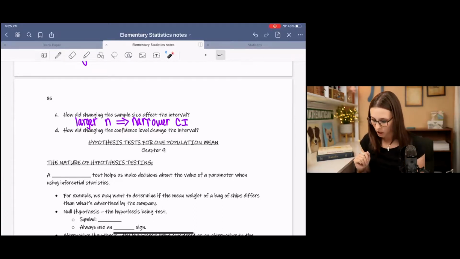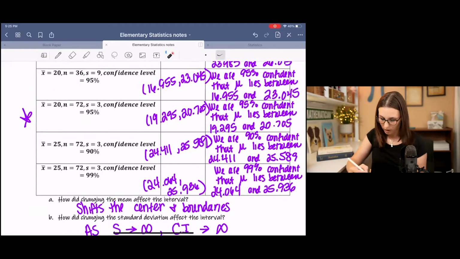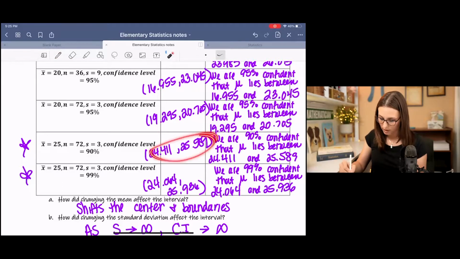Last one, how did changing the confidence level affect the interval? So only the confidence level changes. I believe we can look at these last two here and compare those. How do these compare? Pause it, try it, come back.